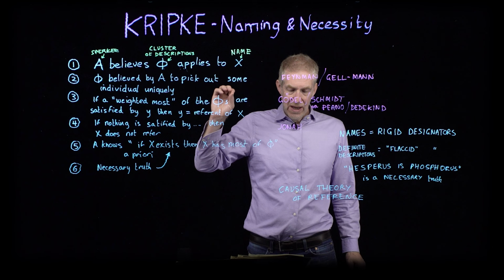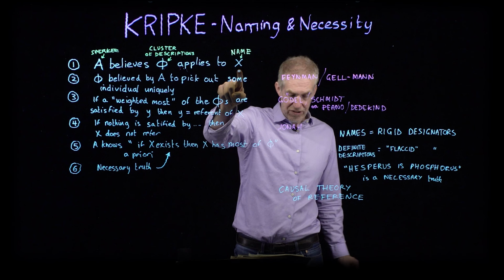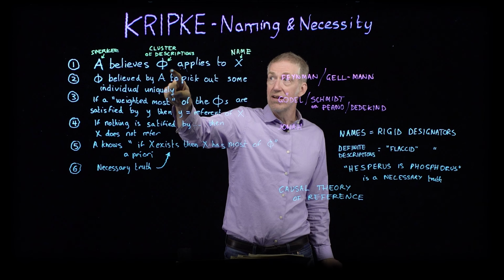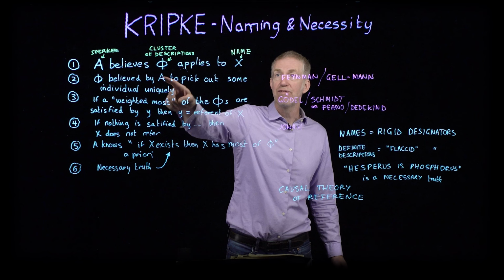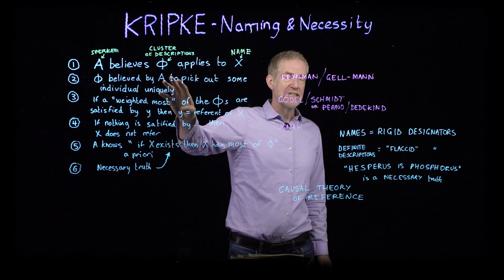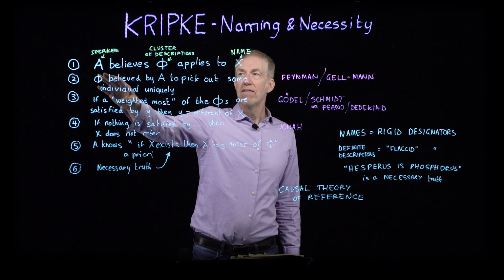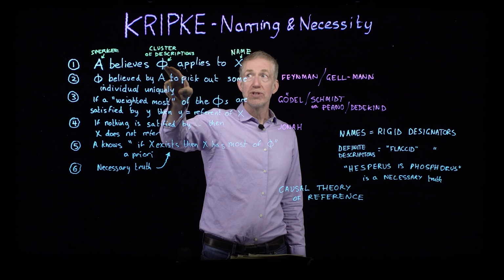So number one, he says, to every name or designating expression X, there corresponds a cluster of properties phi, namely the family of those properties such that A believes phi applies to X. So this is Searle's idea and Russell's, that names come with built-in descriptions. So for every name, a speaker believes that there's a cluster of descriptions that are true of a particular name.